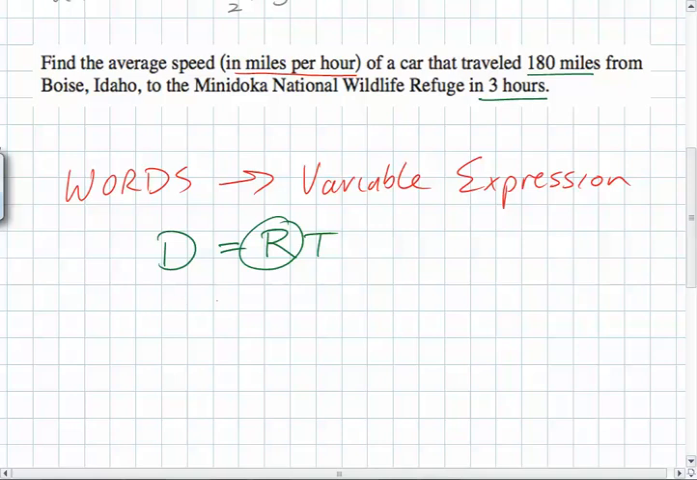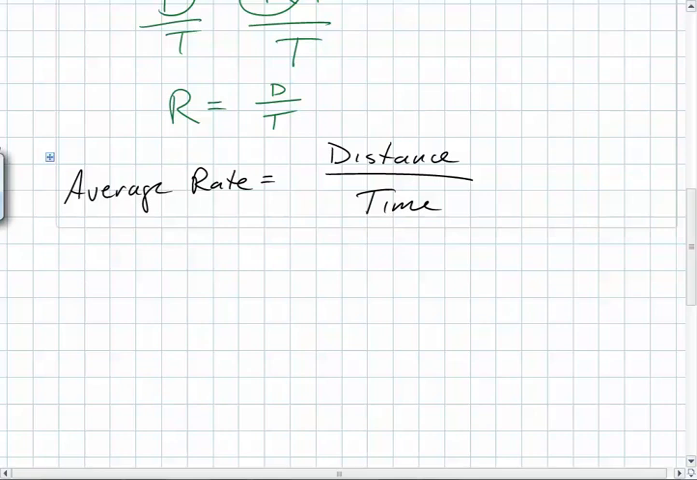So in this case, you're going to divide both sides by t, and you end up with rate is equal to distance d over t. So what this means is average rate is equal to distance divided by time. In this case, this is the total distance, and total time.